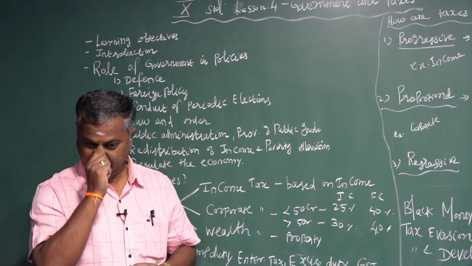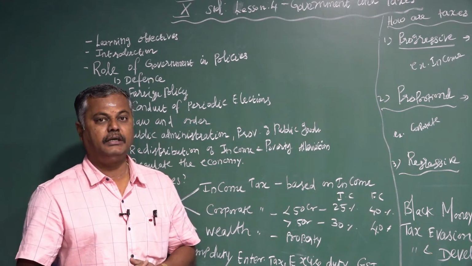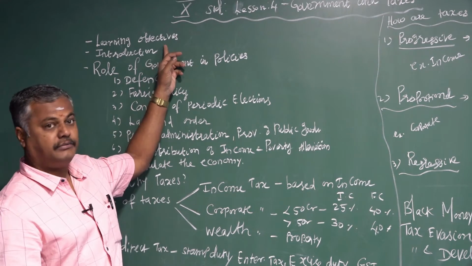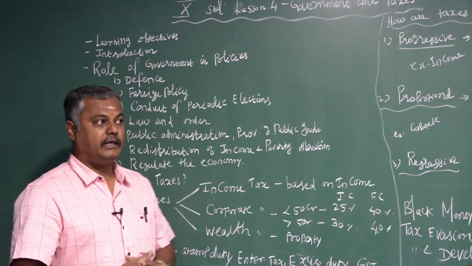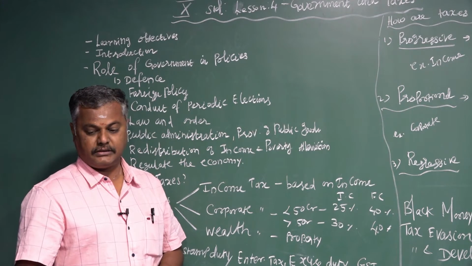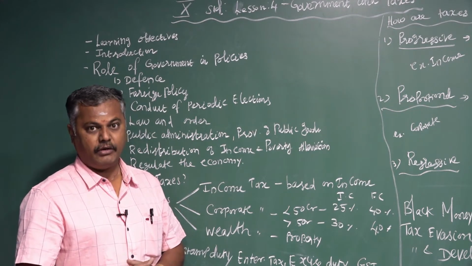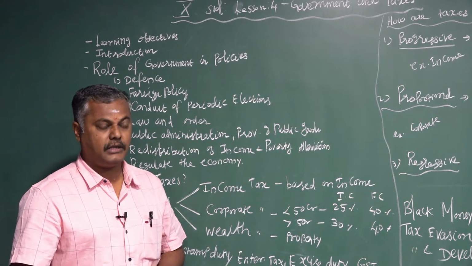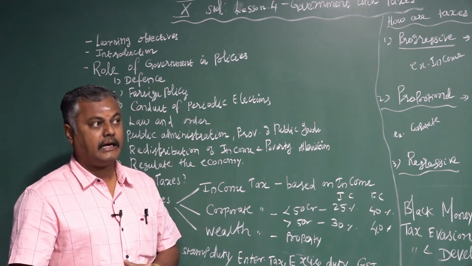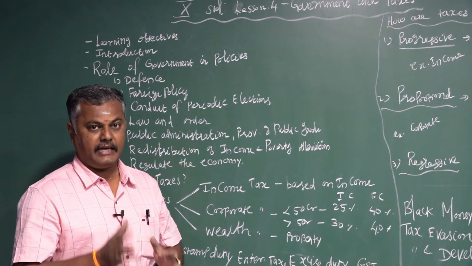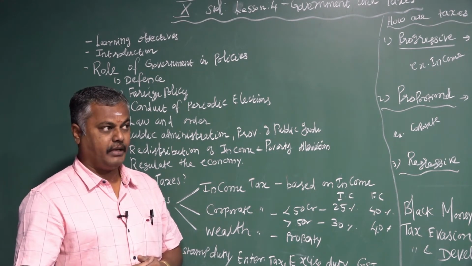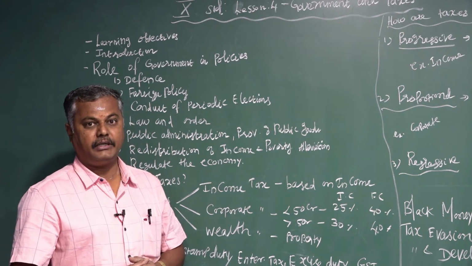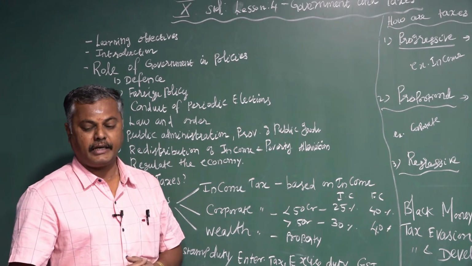What are the learning objectives for this lesson? Learning objectives of government and taxes. The first one is to understand the role of the government and the development policies of any country. Next is to gain knowledge about tax and its types: what is meant by tax and what are the types of tax. The third is to study how the tax is levied or created.